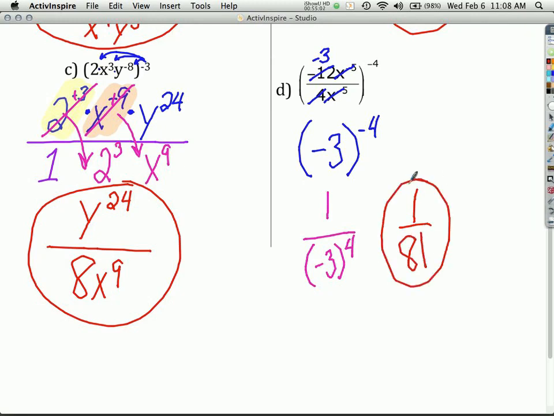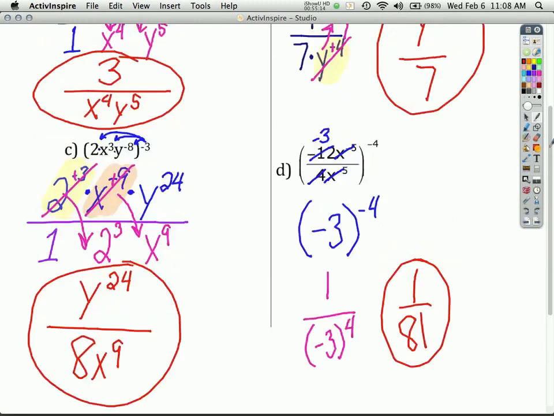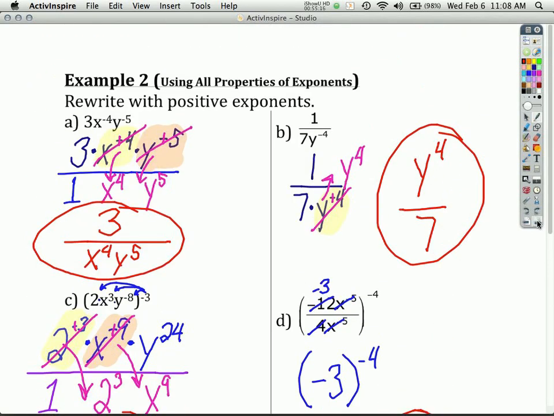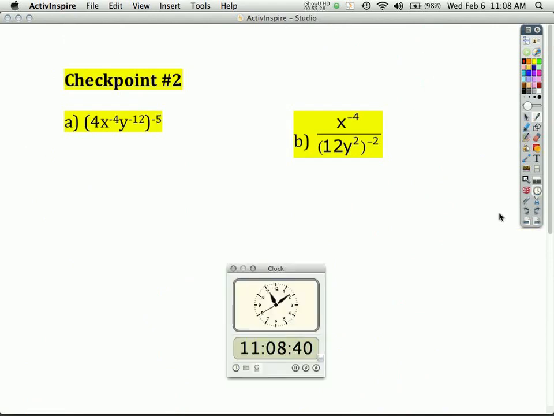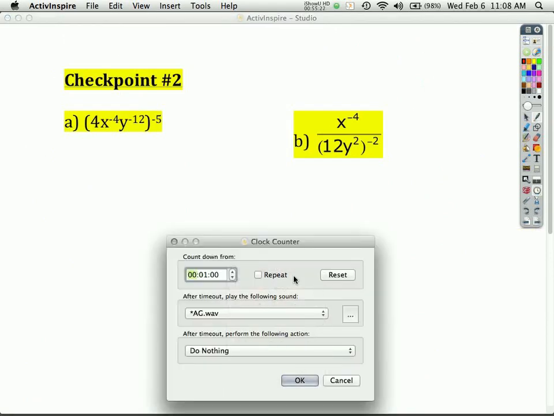So look at the original expression and look at what it turned into. That's not a normal case, but it's going to happen a decent number of times. Okay? Good, we're doing an excellent job. So checkpoint number 2. Let's see how you do with these two. This time you got 2 minutes.